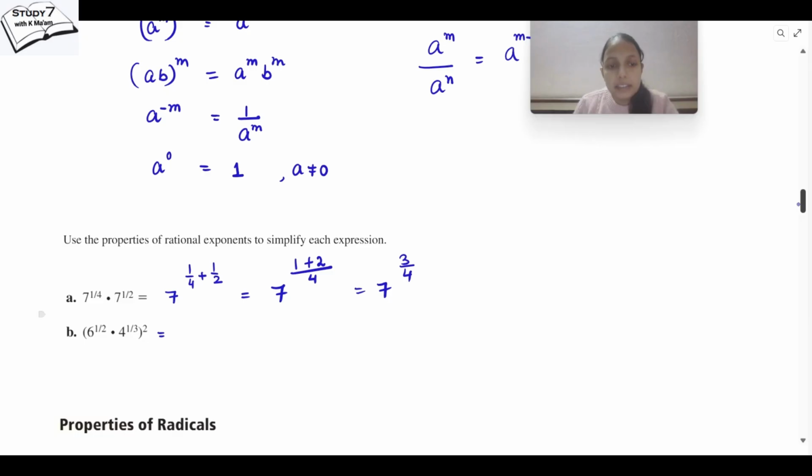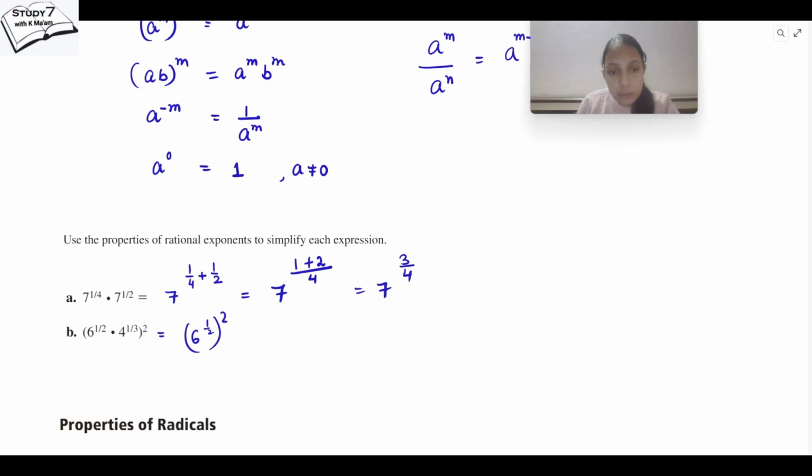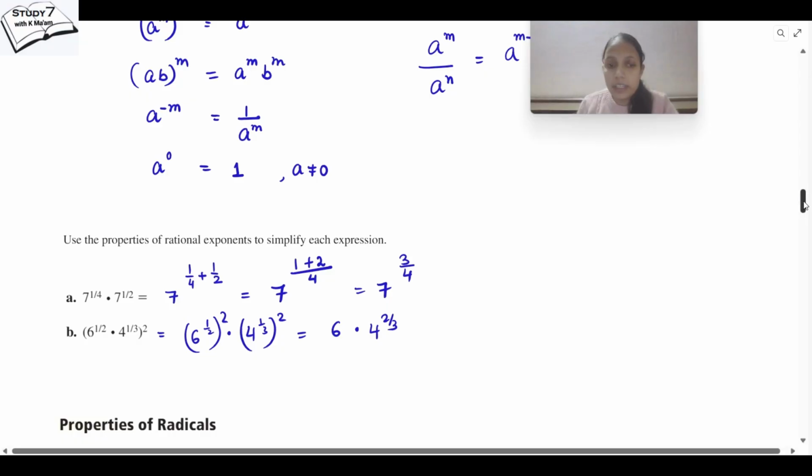Okay, next: 6 to the power half, 4 to the power 1 by 3, the whole power 2. I multiply the power inside using this formula. You can say 6 to the power half to the whole power 2, multiplied by 4 to the power 1 by 3 to the whole power 2. 2 and 2 cancel, 6 is left. And here you have 4 to the power 1 by 3 times 2, that's 2 by 3. So this is the answer: 6 into 4 to the power 2 over 3.